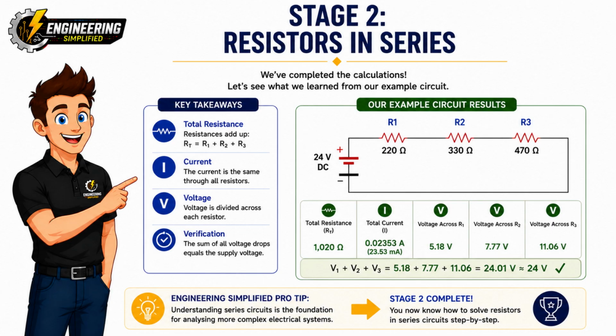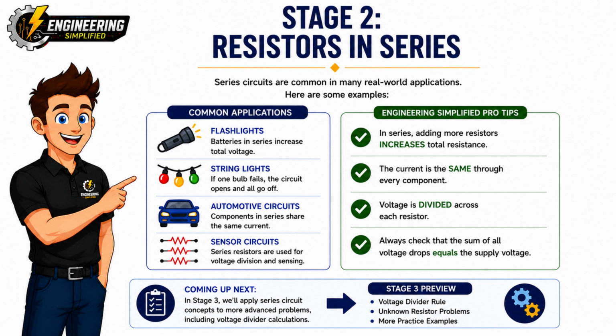Finally, when we add together all of those individual voltage drops, they equal the original supply voltage. This gives us a simple way to check that our calculations are correct. These four rules are all you need to solve any series resistor circuit. Now that you've mastered series circuits, it's time to move on to parallel circuits, where the behavior of current and voltage changes completely.